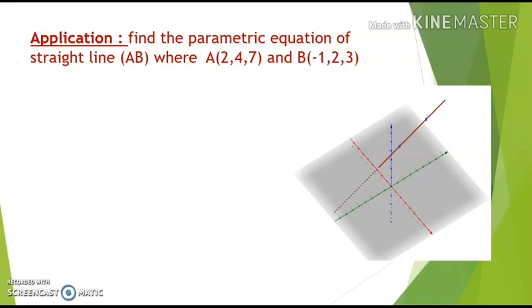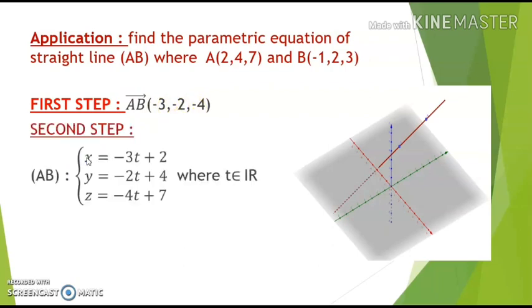First step is to find a director vector of the line AB. It's the vector AB. Now let's find the coordinates of the vector AB. We get vector AB (-3, -2, -4). Second step, put the parametric form of the equation. So AB is x equals -3t plus 2, y equals -2t plus 4, and z equals -4t plus 7, where t belongs to R.